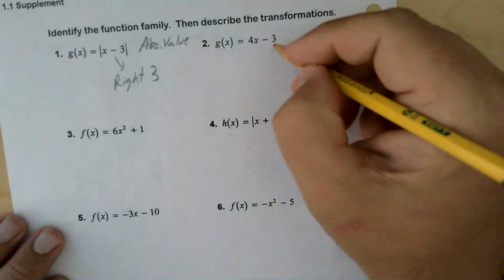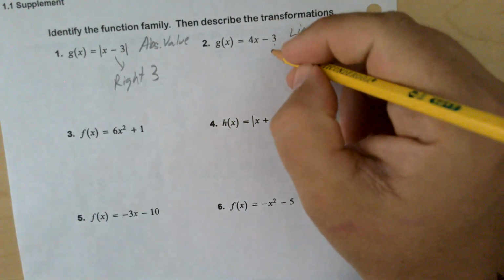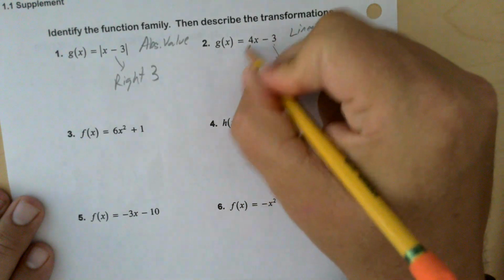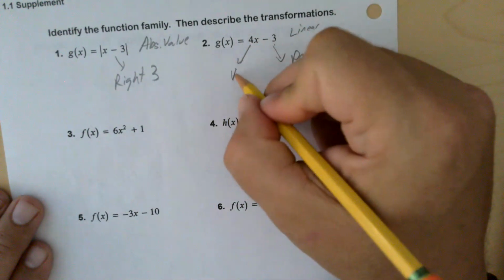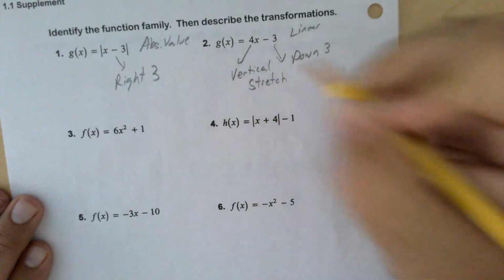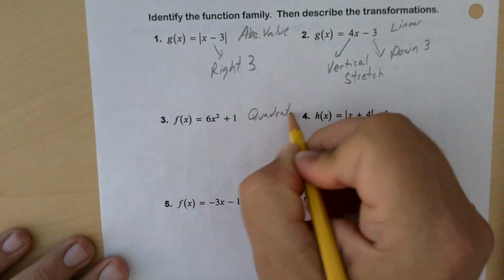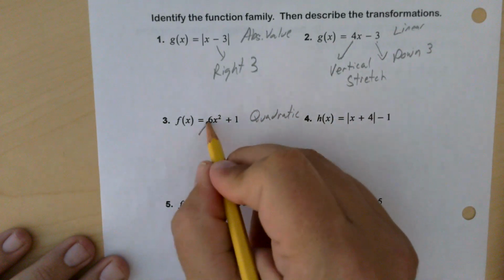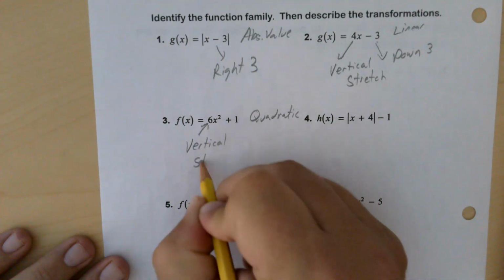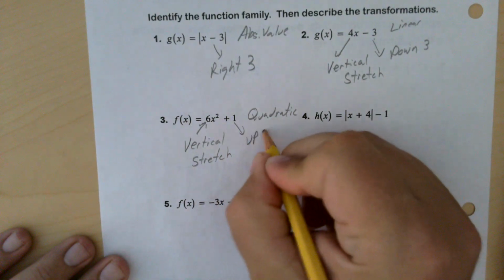Okay, this is a line, so it's linear. I'm hoping you're familiar with graphing lines. This would have a starting point of 0, -3, so it's down 3, and that 4 makes it steeper. So it's a vertical stretch. Okay. This one's quadratic. You say, how do I know it's quadratic? It's being squared. Okay. So once again, that 6 is a vertical stretch. If you graph that, it's going to be a pretty skinny U-shaped graph, and up 1.